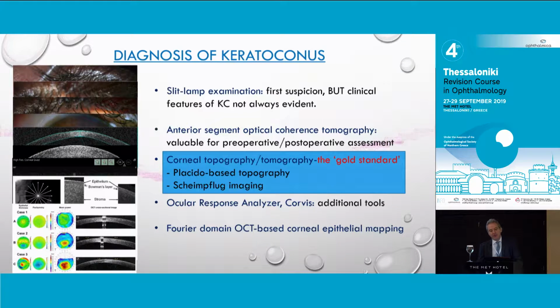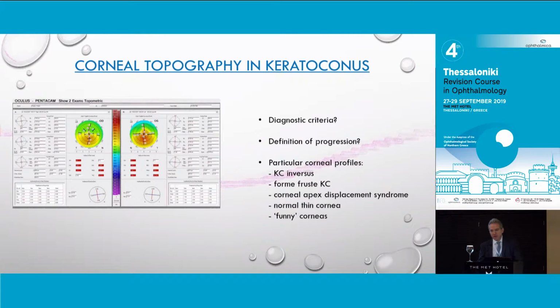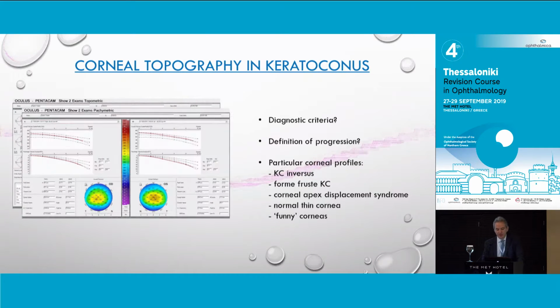There is consensus that corneal topography is the gold standard, enhanced with biomechanical evaluation of the cornea. And what do we observe in corneal topography? We observe an area, as you all know, of increased steepening of the cornea with an infero-superior asymmetry of more than 1.5 diopters.